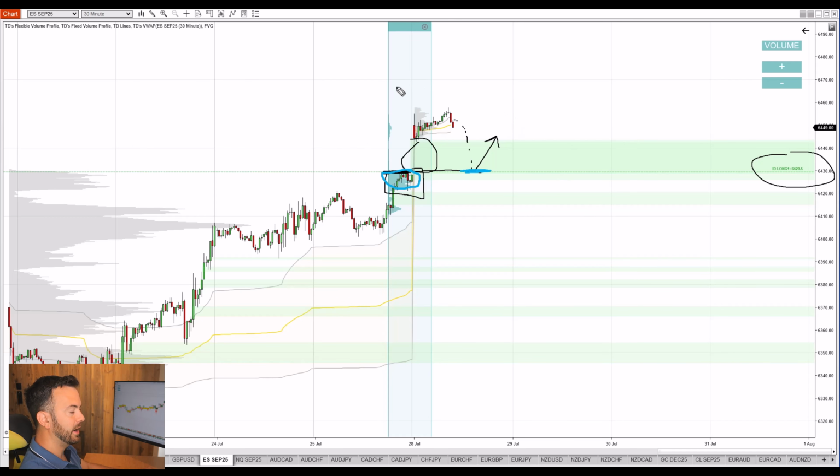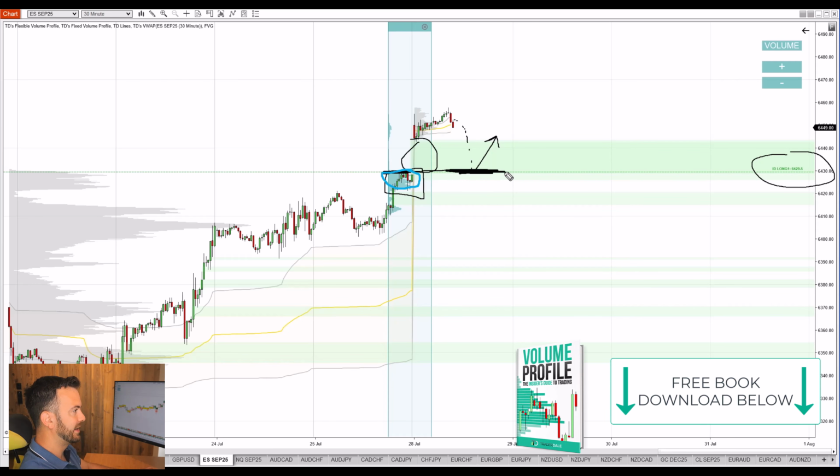Alright, so that's the logic behind this setup. This is how I trade it. Currently I'm just waiting for this pullback, and when the ES hits this level, then I'll be waiting with a pending order and I'll go long from there.